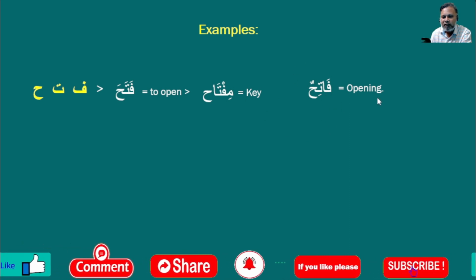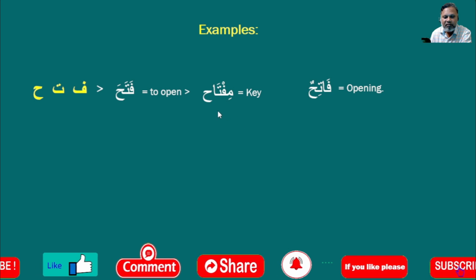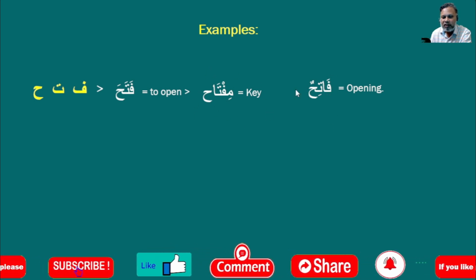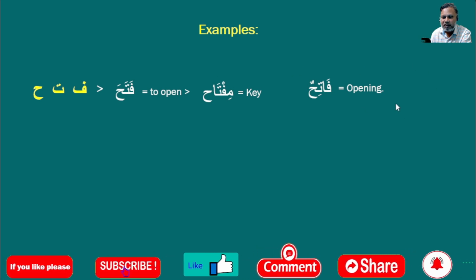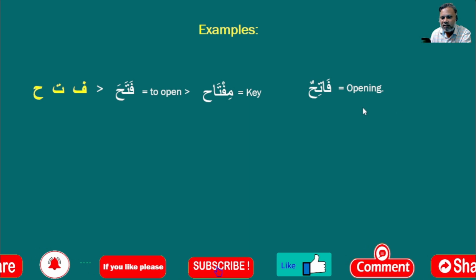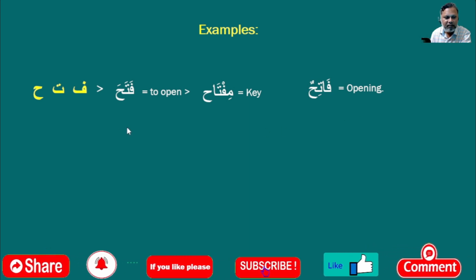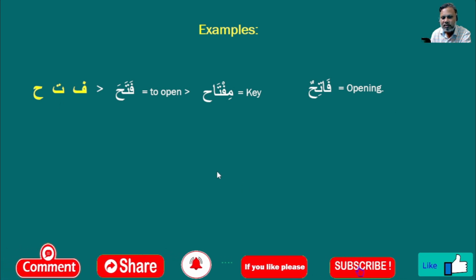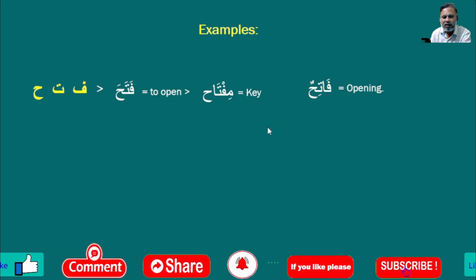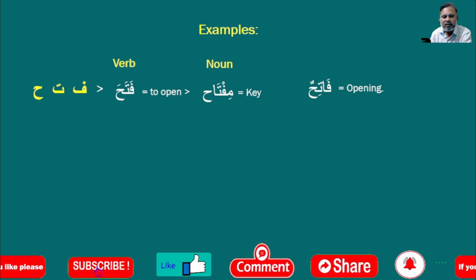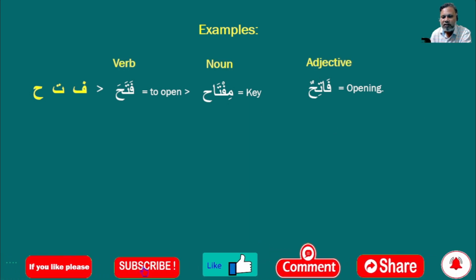Fatihun means opening. Miftahun is a noun, but fatihun is an adjective, meaning opening. So this noun and this adjective have been derived from these three letters fa, ta and ha. That's why this is called derived noun and derived adjective. This one is the verb, this one is noun, and this one is adjective.